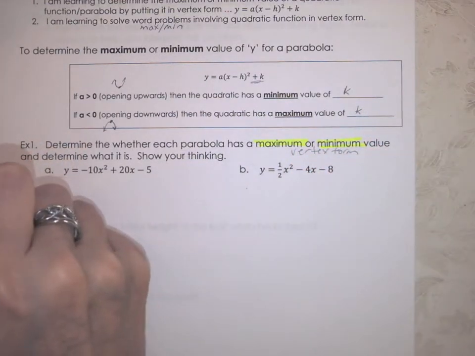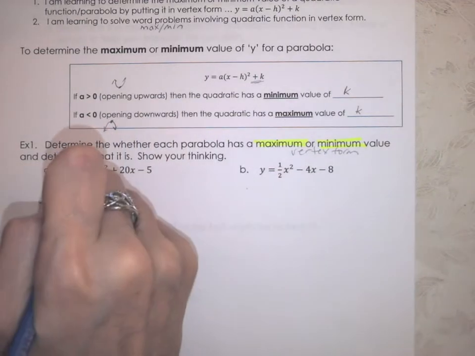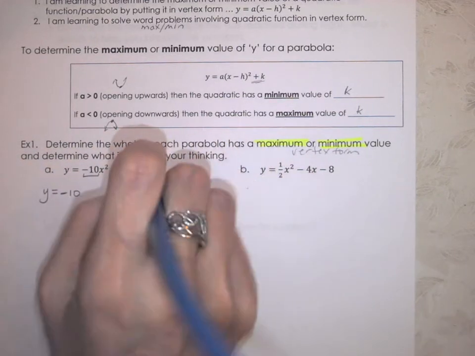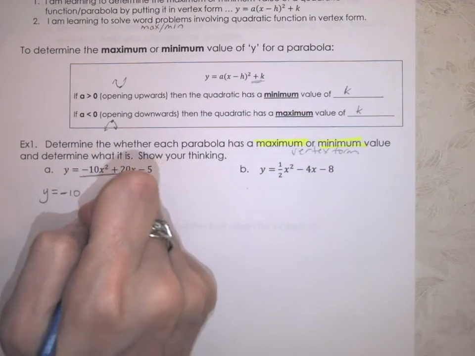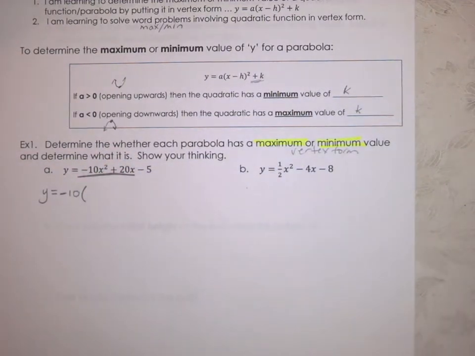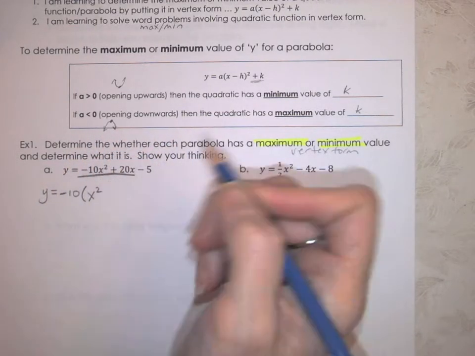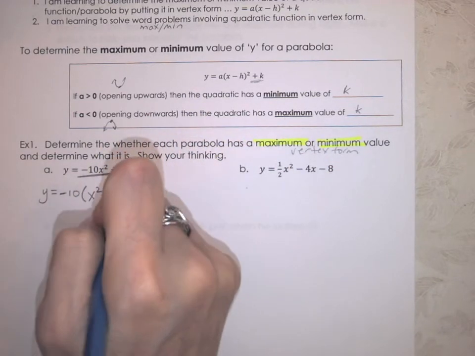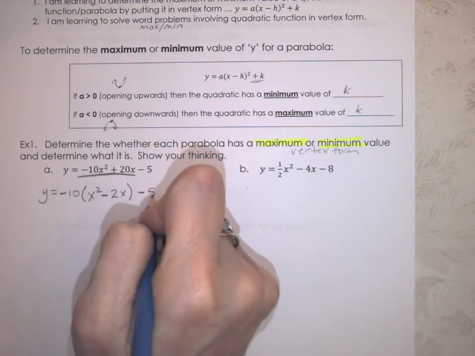In order to put it in vertex form, the first thing you do is common factor the a value, in this case negative 10, out of the first two terms, the terms that contain x. So if you common factor negative 10 out of the terms containing x, negative 10x squared divided by negative 10 is x squared. Positive 20x divided by negative 10 is negative 2x. Close your bracket, minus 5.